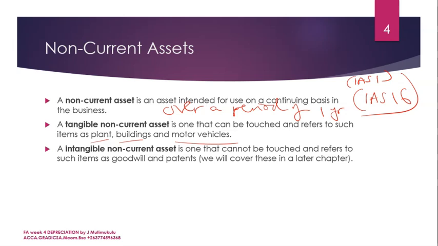You might also have to refer to what is called the conceptual framework. That might be of assistance there. There are so many accounting standards which relate to non-current assets, but the two which I've given you are good at this level for you to appreciate what non-current assets are. There are also non-current assets which are intangible. These are those which cannot be touched and refer to such items as goodwill, patents, and so forth. We'll cover these in later lectures.